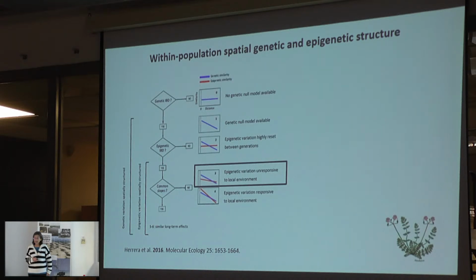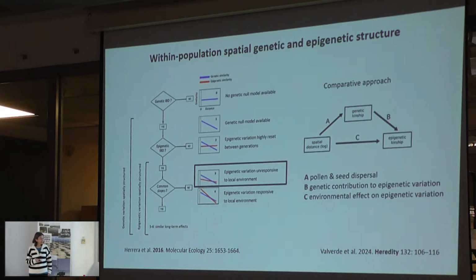We can also summarize this study by doing a path analysis in which, in addition to exploring the relationship between spatial distance and genetic distance, and here between spatial distance and epigenetic distance, we can explore the direct relationship between the 2 factors, okay? Meaning how much we can explain from the epigenetic relationship from genetic relationship.